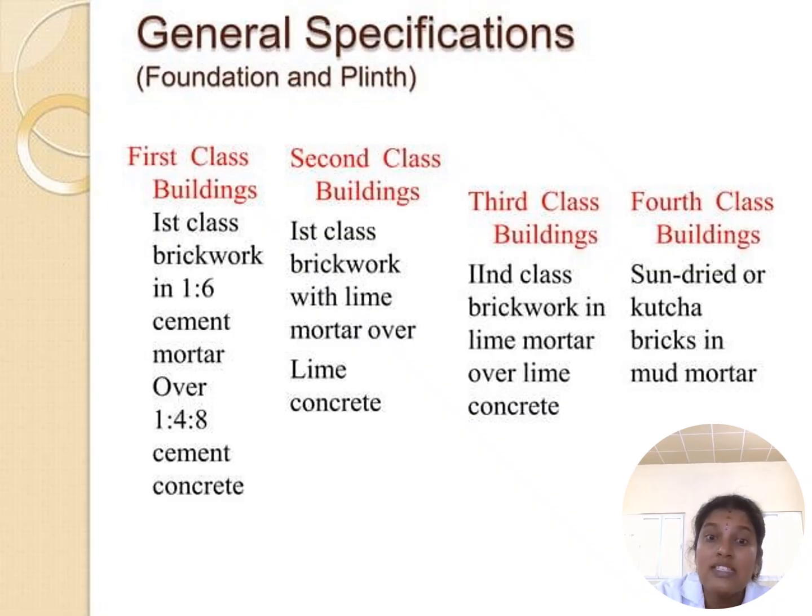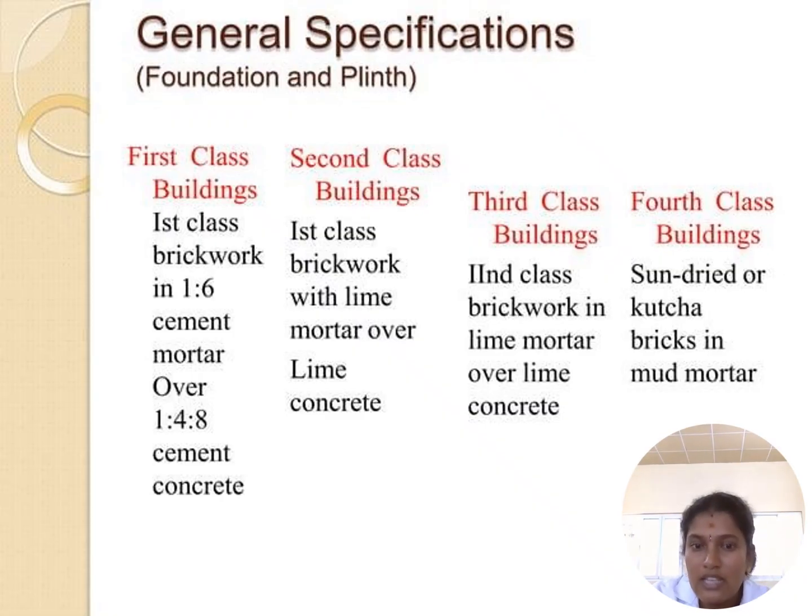It is used in the second class building. So in this third and fourth class, what will happen? In the third class building, they are not using cement mortar. Here they are using second class brick with lime mortar, not cement mortar. So that will vary from the first class to the third class. That is why it is called a third class building.